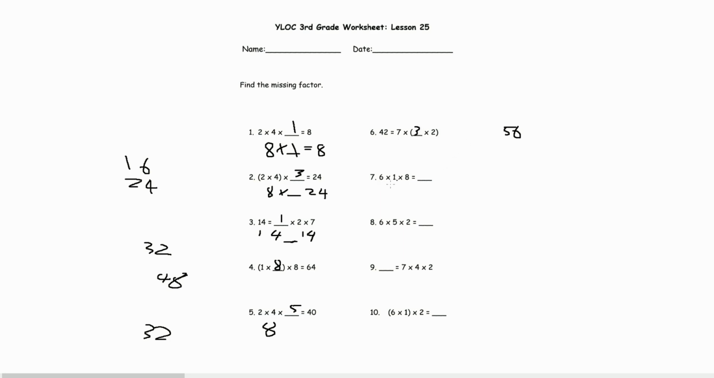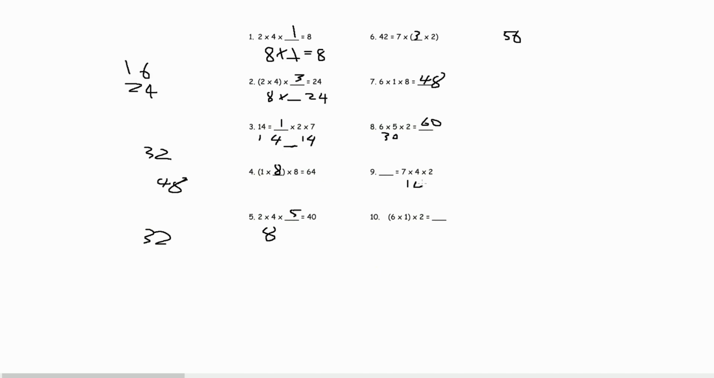This one, 6 times 1 is 6, and 6 times 8 is 48. And 6 times 5 is 30, and there's 2 of 30s, that would be 60. And 7 times 4 is 14, and times 2, just double it, that would be 28. And since it's parentheses, we're going to do this one first. 6 times 1 is 6, and times 2, that would be 12.